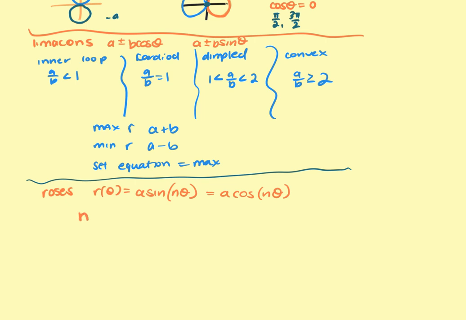If n is odd, then n number of petals. If n is even, then 2n number of petals.